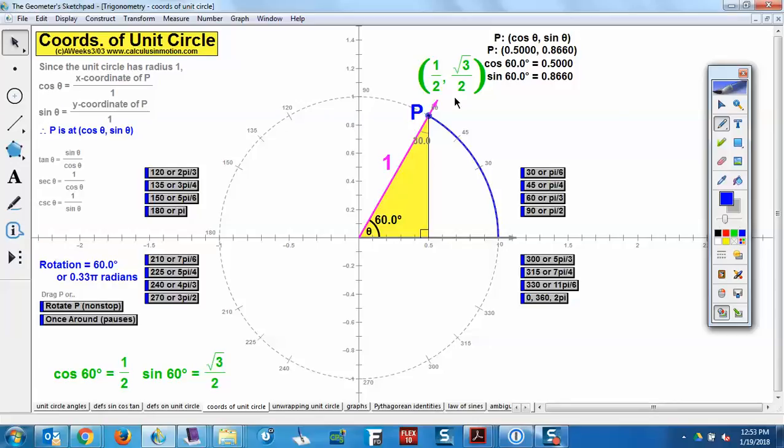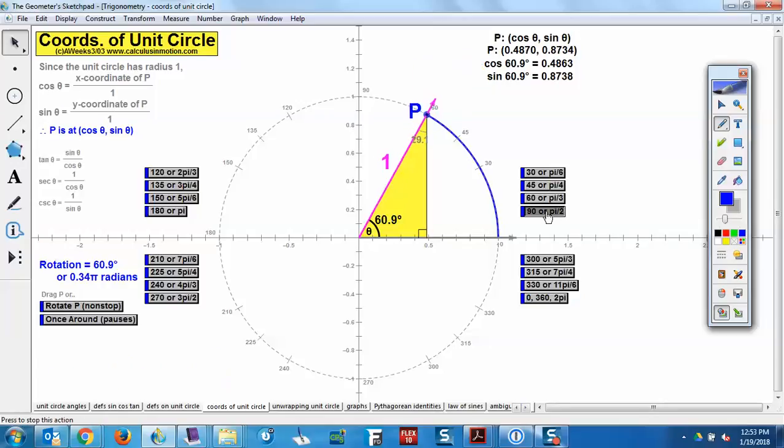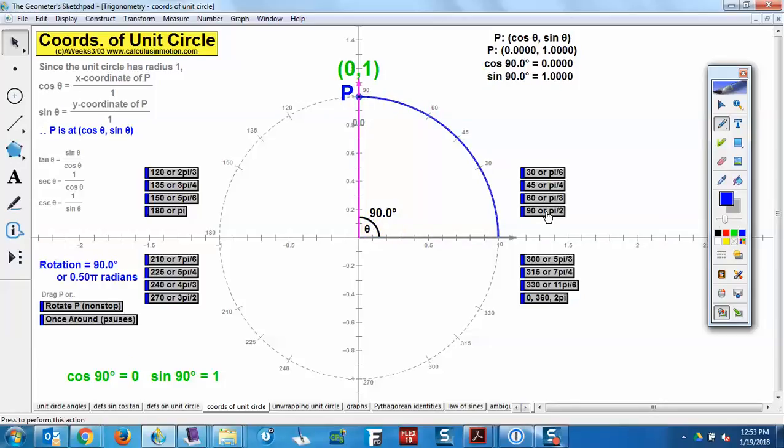Makes sense that the x would be smaller. We're only going over 0.5. We're not going over as far. We're only going over 0.5 and we're going up farther because it's higher. Makes sense that the y would be bigger. Okay, let's keep going. Go to pi/2. Of course, we already know that one, 0, 1.